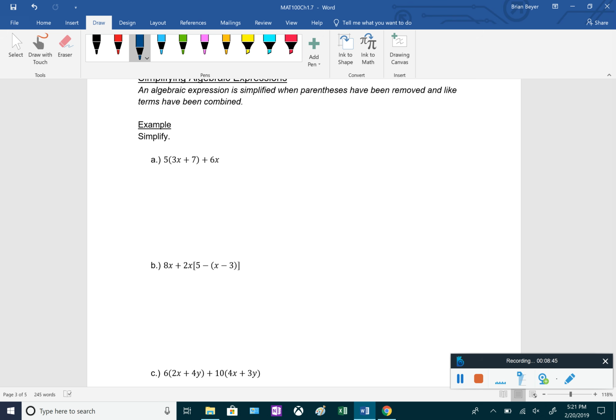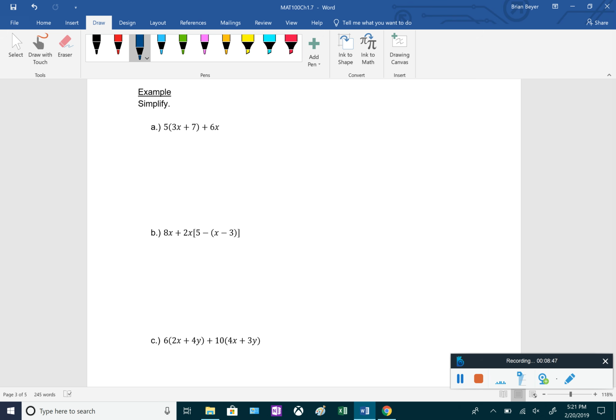So for this first one, let's simplify. We have 5 times 3x plus 7, plus 6x. First we need to distribute the 5. So 5 times 3x is 15x. 5 times 7 is 35, so plus 35. And then plus that 6x. So we have like terms here, 15x plus 6x. 15 plus 6 is 21. So 21x plus 35. All like terms are combined, so we're done.